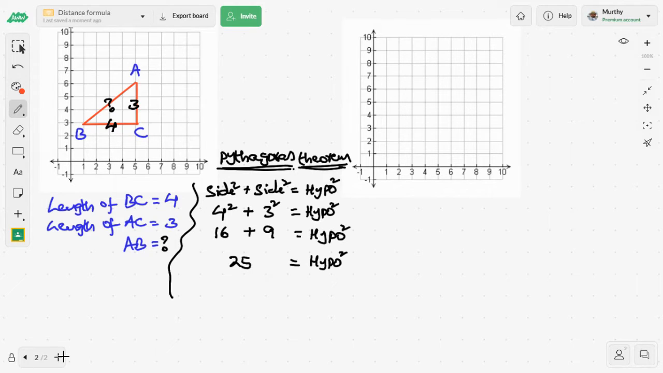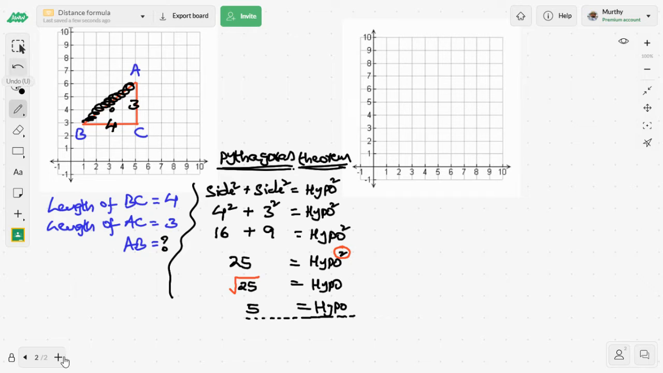As you know how to get rid of this square, on the other side we take the square root. Therefore, the square root of 25 is the hypotenuse. So the length of the hypotenuse equals the square root of 25, which gives us 5 units. Therefore, the length of AB is 5 units. Notice that the number of blocks cannot be counted here, so you must use the distance formula.